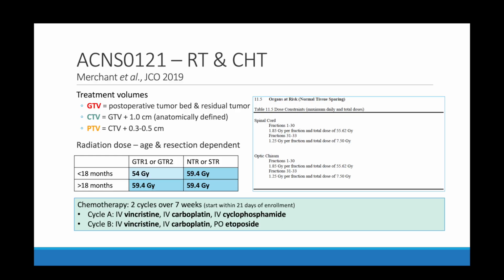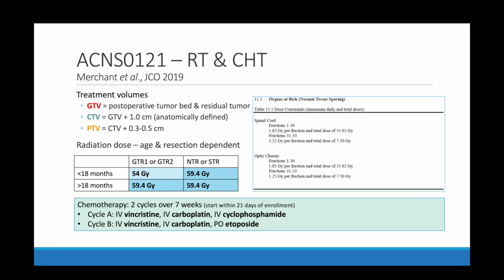So here I have some details on the treatment volumes, and the GTV was defined as the postoperative tumor bed plus any residual tumor. For the CTV, they added a 1 centimeter margin, and this was anatomically defined, so it did not cross anatomic barriers to spread within the brain. And then the PTV was an additional 3 to 5 millimeters on that 1 centimeter CTV expansion. So pretty straightforward in terms of how the treatment volumes were designed. And the table on the right-hand side is just for reference, but it shows some of the dose constraints that they used for the spinal cord as well as the optic chiasm.